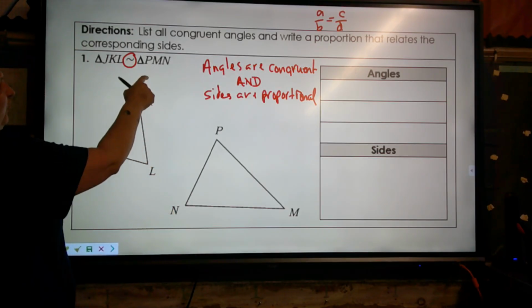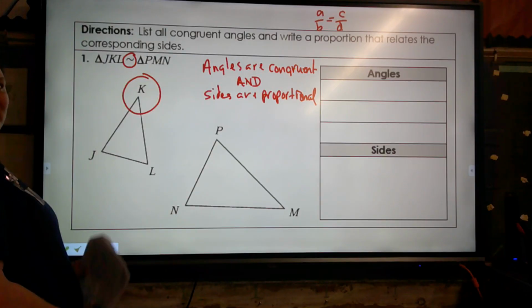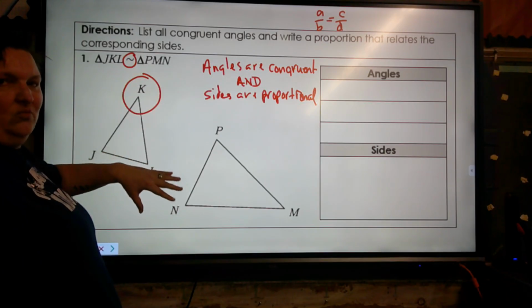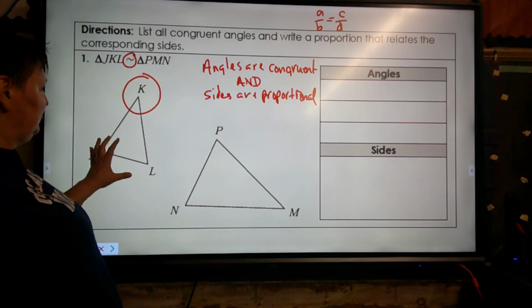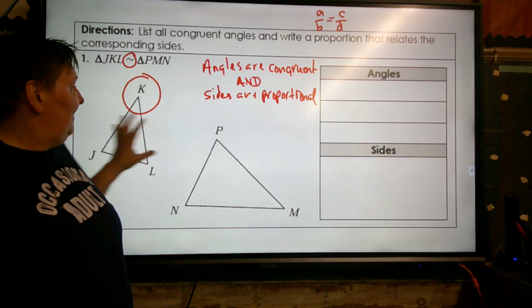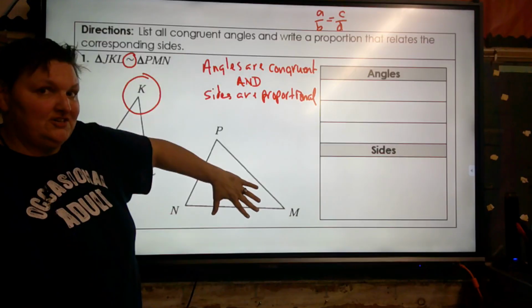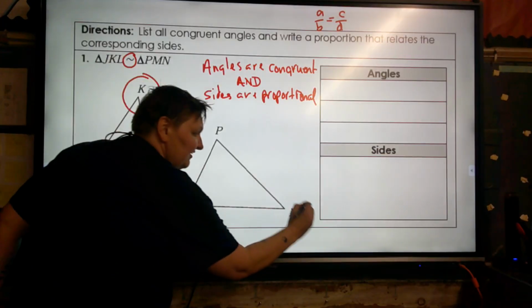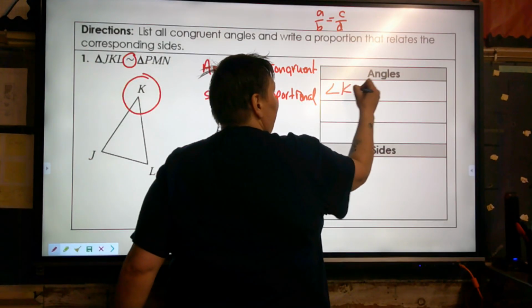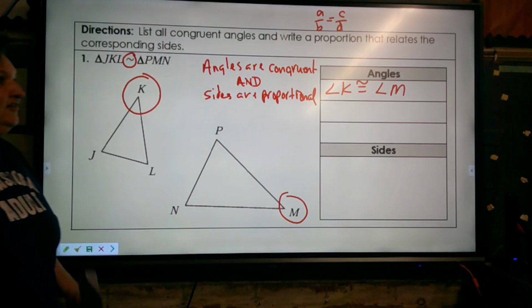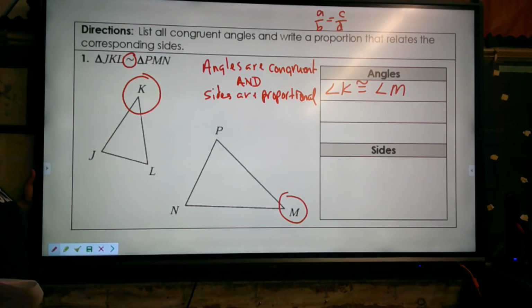So you need to figure out what angle this matches. In my head, what I like to do is, if I had to move them around on top of each other, what letters would stack? If I wanted to rotate this shape to match, the K and the M would be in the same place. That means that angle K is congruent to angle M. Congruent. Remember congruent? Which other ones match up?